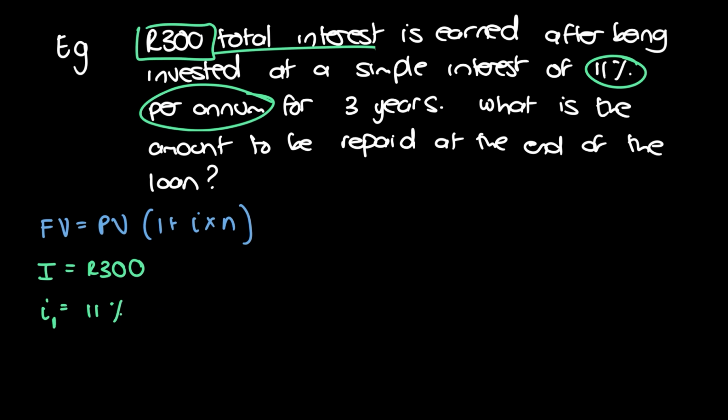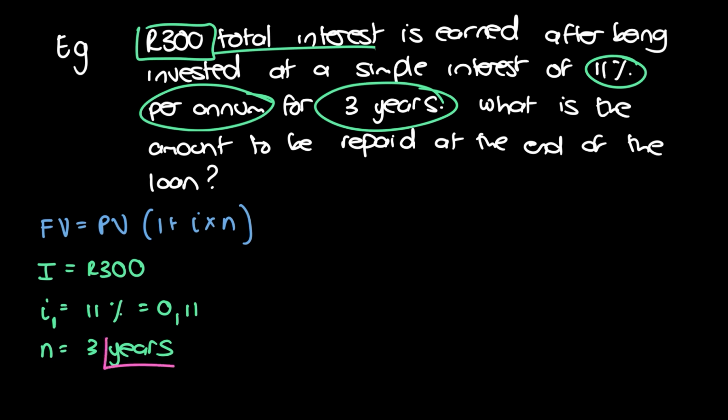And then we have 0.11 in decimal fraction notation. Then it's for a period of 3 years. So n is equal to 3 years. And remember, we must always check that the n units coincide with the interest units. So in this case, we can be like, okay, that's years, and that represents years. So we sorted, we don't have to make any changes.